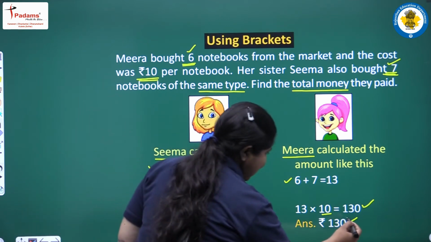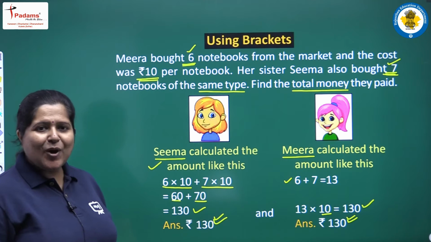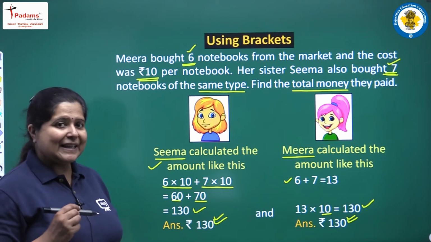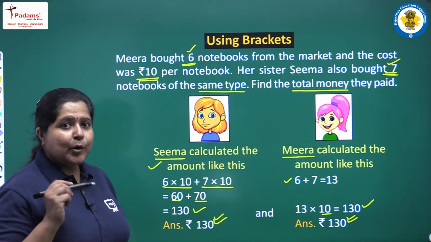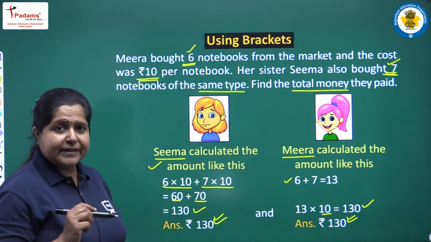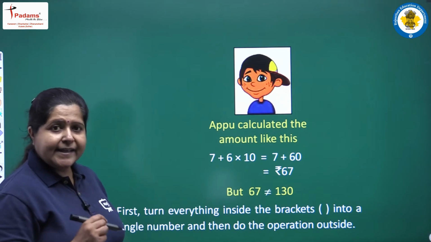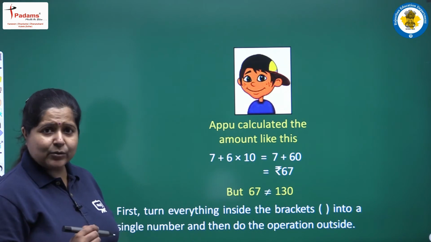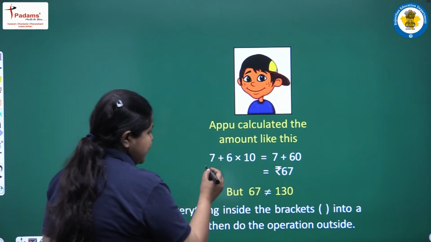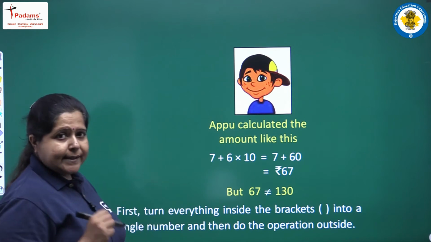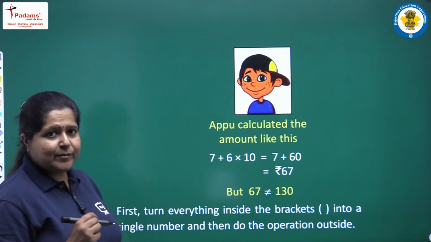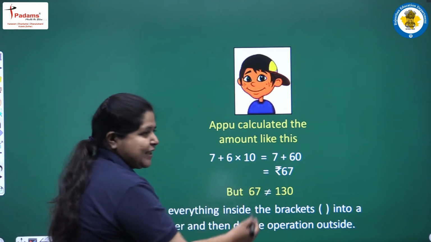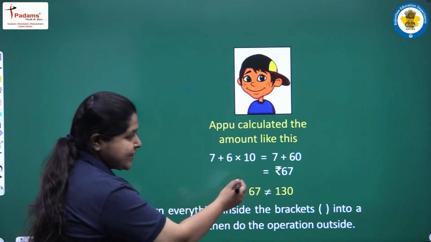So she also got the same answer, rupees 130. Both of them got the same answer, rupees 130, and they were happy about it. But now their brother Appu came in between and he said, I will calculate the amount to be paid. And how did he calculate? He added 7 and 6 and multiplied by 10. He wrote it in this form.